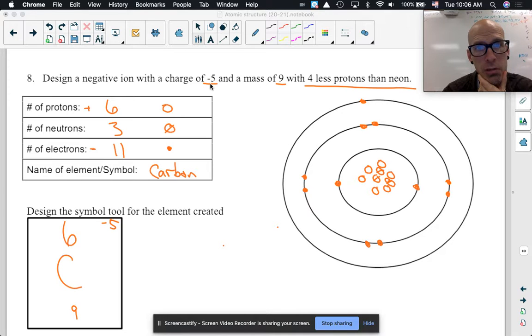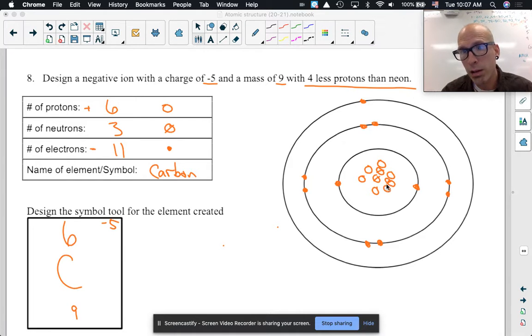And it has to have a charge of -5. Holy cow. A -5 charge means we need 5 more electrons than protons. 5 more minuses than pluses. That's how we know that has to be 11. Has to be 5 more than 6, which gives us 11. So there's 11 minuses, which means there's 5 more of them than the pluses. And of course it's carbon.